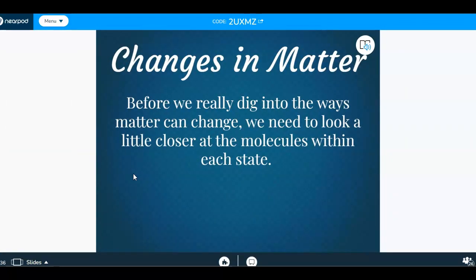Now, changes in matter. Can matter change? Absolutely. We did this already when we did the triangle with all those crazy arrows that go around about adding heat and losing heat. Remember that with heat exchange? We have to talk about it in heat exchange. We have to talk about it now. We're going to talk about it again when we get into chemical and physical changes.